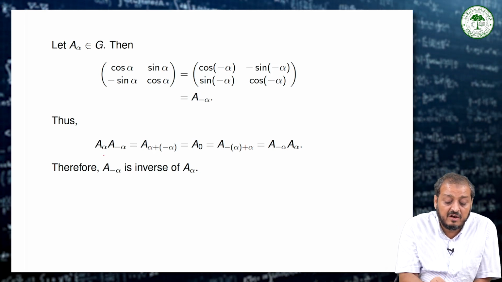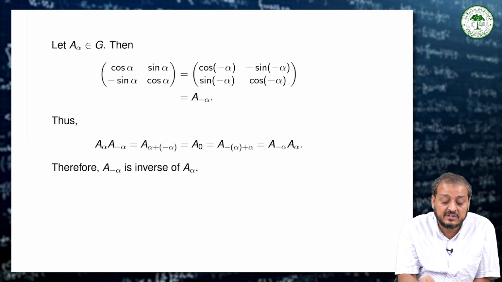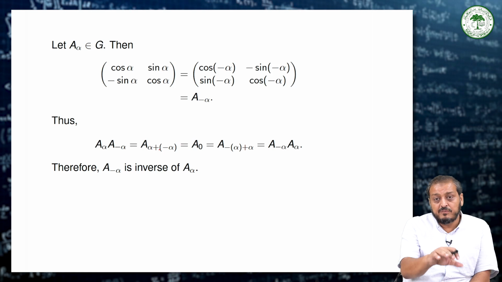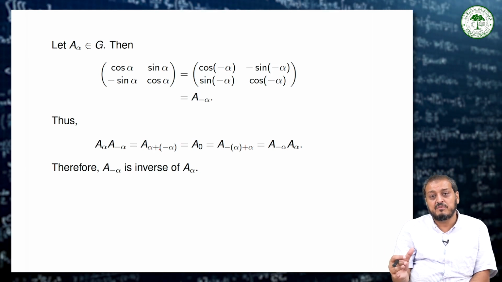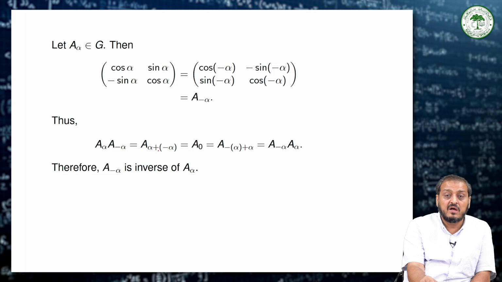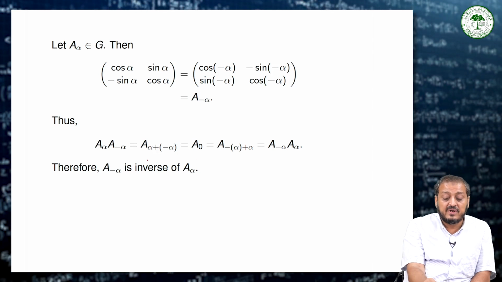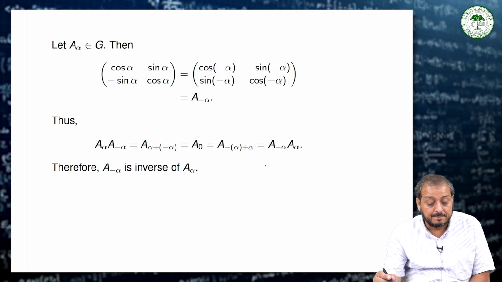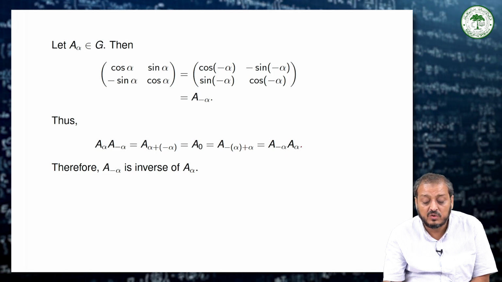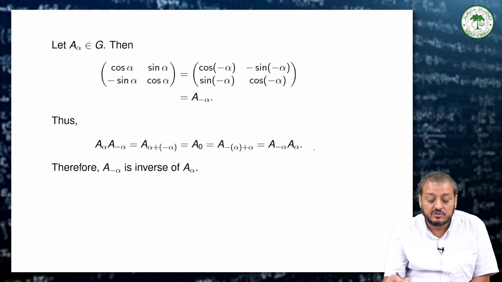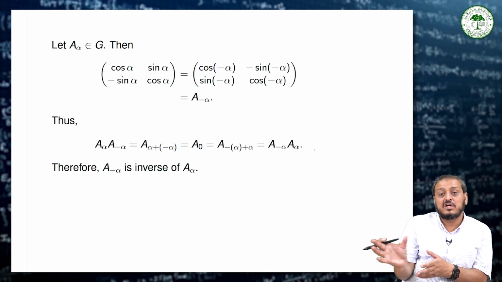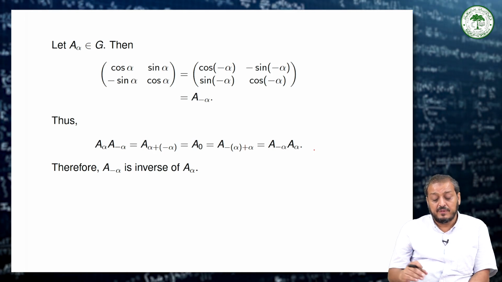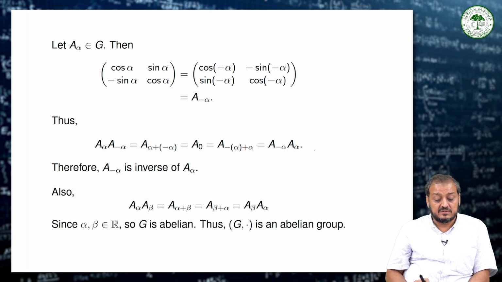If we take A alpha, A alpha times A of minus alpha can be written as A of alpha plus minus alpha. Alpha belongs to R, minus alpha is also an element of R, and this gives A0. Similarly, A of minus alpha plus alpha also gives A of minus alpha times A of alpha. So if A alpha is an element of G, then A of minus alpha is called the inverse of this element.